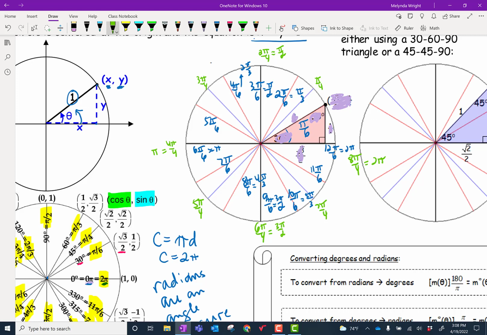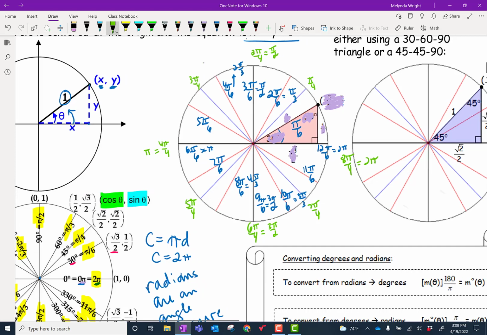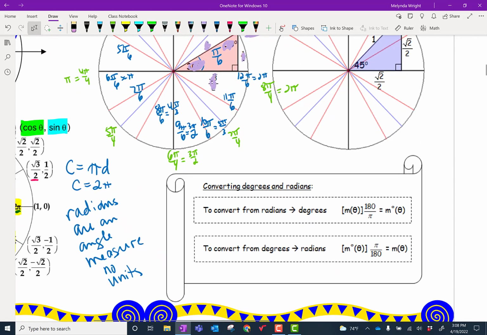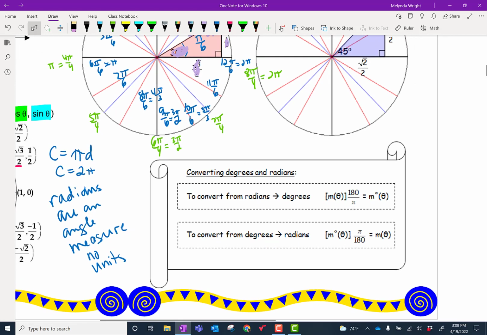Because in pre-cal, we're going to pre-cal next year, pre-cal we use predominantly radian measures. Okay? So let's look at what we're going to be doing with these radians and degrees. We're going to learn how to convert them. If we are going from radians to degrees, we're going to multiply by 180 over pi.